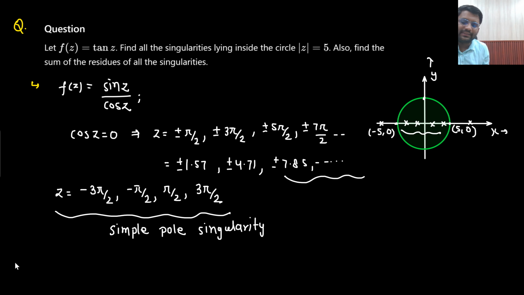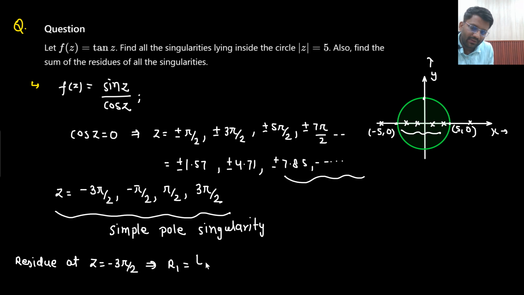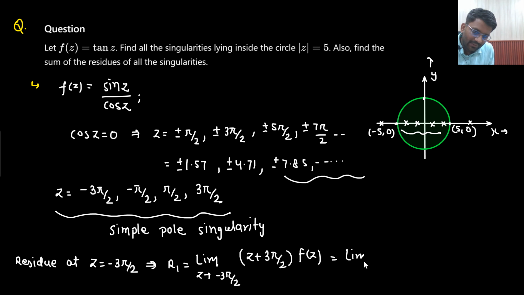Our method tells one thing, that if I need to find out a residue at z equals to minus 3 pi by 2, then it would be nothing but r1 equals to limit z tending to minus 3 pi by 2. In place of z minus 3 pi by 2, this goes this side, so you will get z plus 3 pi by 2 f of z. I hope you are able to understand what we need to do.